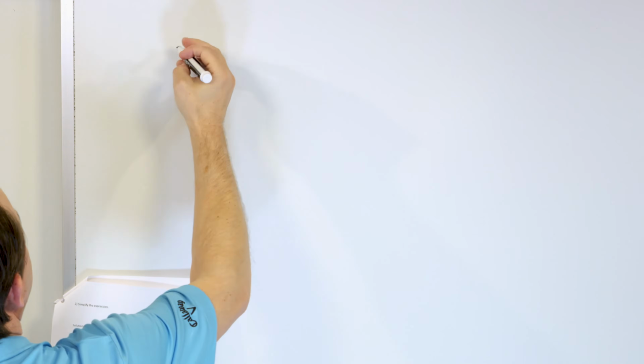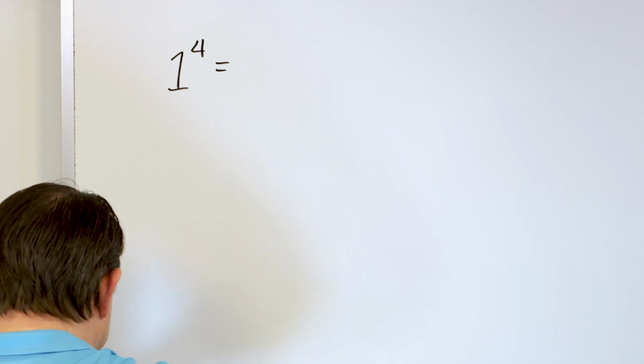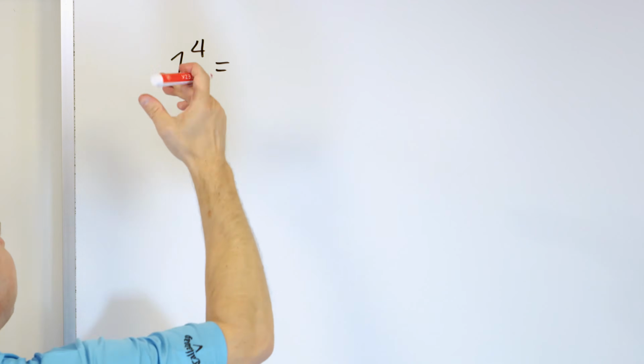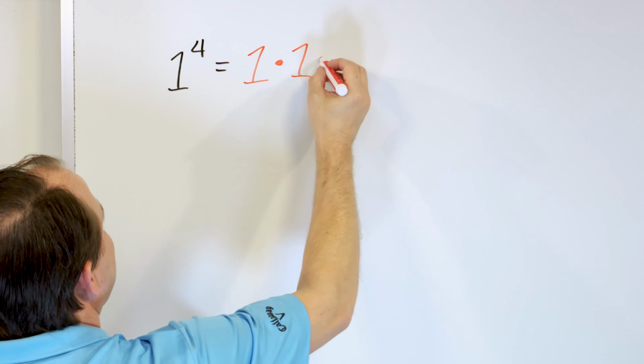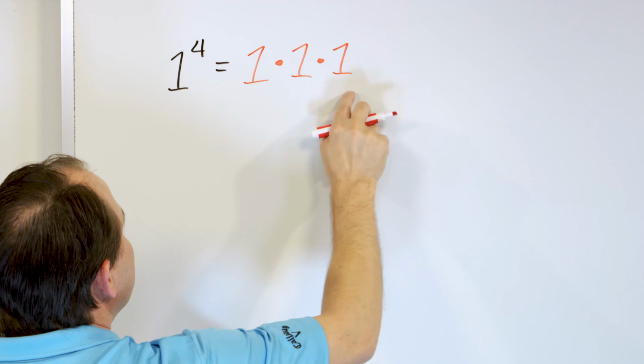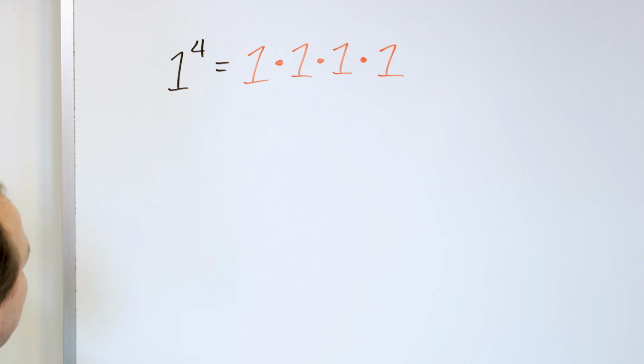All right, next problem. Let's take a look at 1 to the power of 4. How do we write 1 to the power of 4? Well, we multiply 1 times itself. Here's a 1. That would be 1 squared. This would be 1 cubed. And so we have to have 4 of these guys here. So 1 times 1 times 1 times 1.